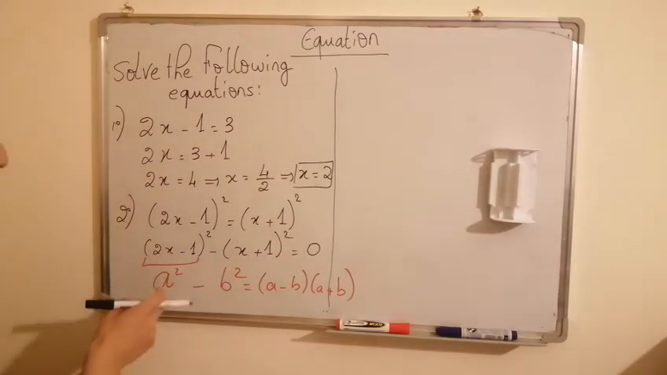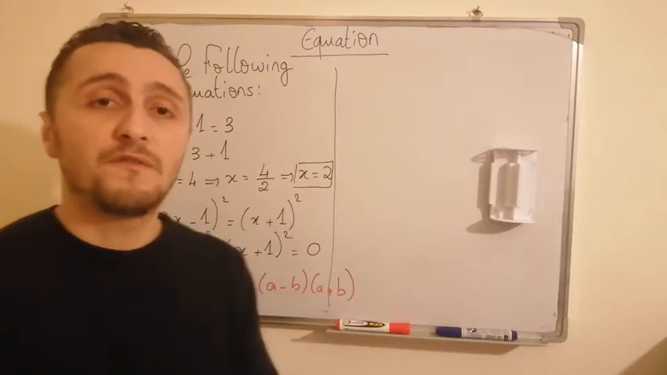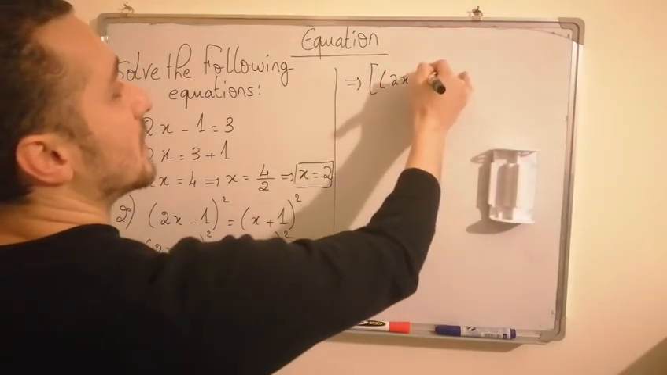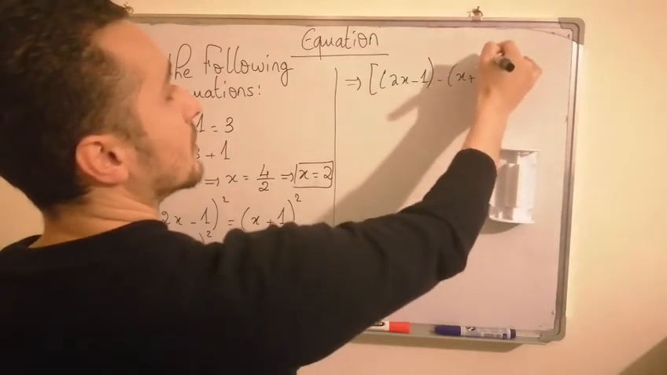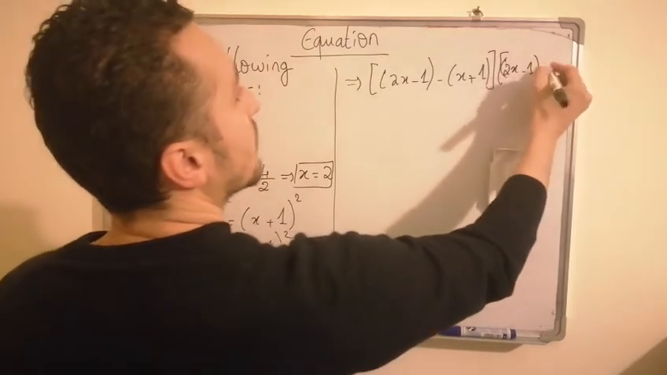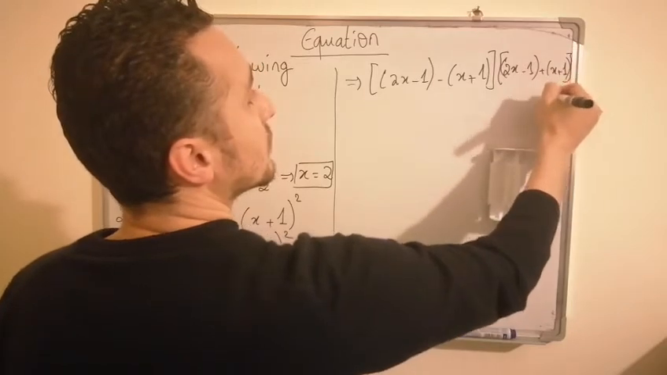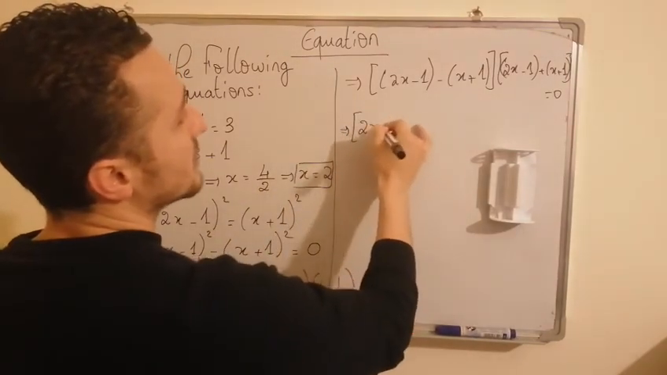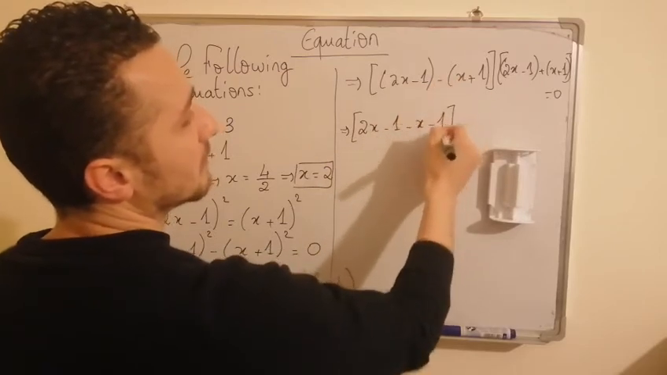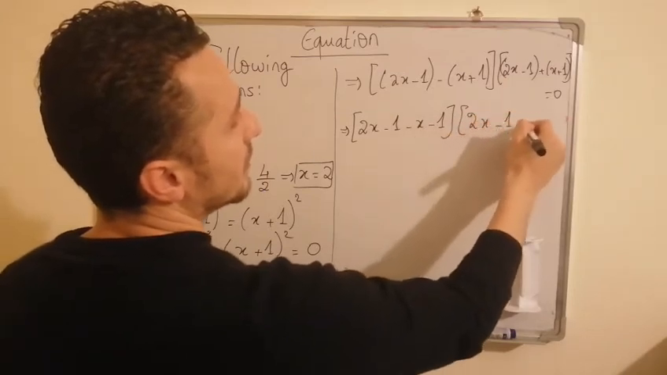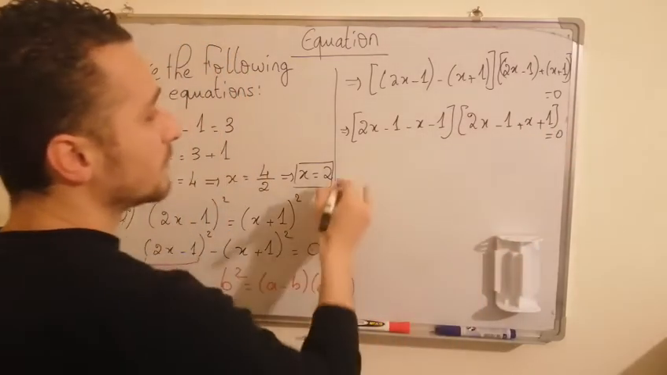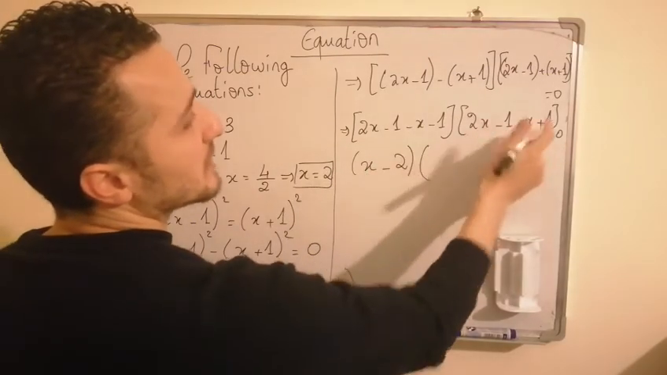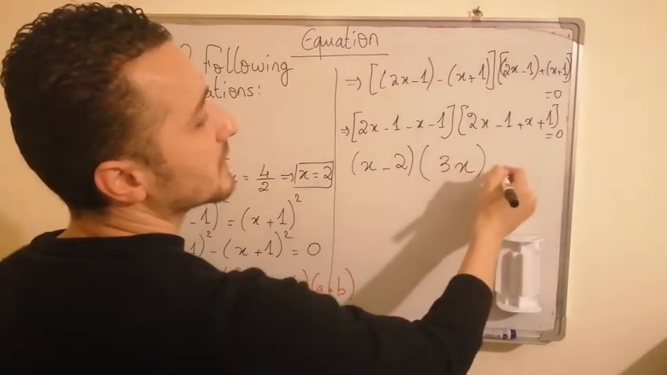Using the remarkable identity, we have a² minus b², it's in the form of (a minus b) into (a plus b). So the equation will be in the form (2x minus 1 minus (x plus 1)) into (2x minus 1 plus x plus 1) equal to 0. And we have to reduce this expression. So (2x minus 1 minus x minus 1) into (2x minus 1 plus x plus 1) equal to 0. By simple calculation, we obtain 2x minus x, it's x, minus 2; 2x plus x, it's 3x, minus 1 plus 1, it's equal to 0.